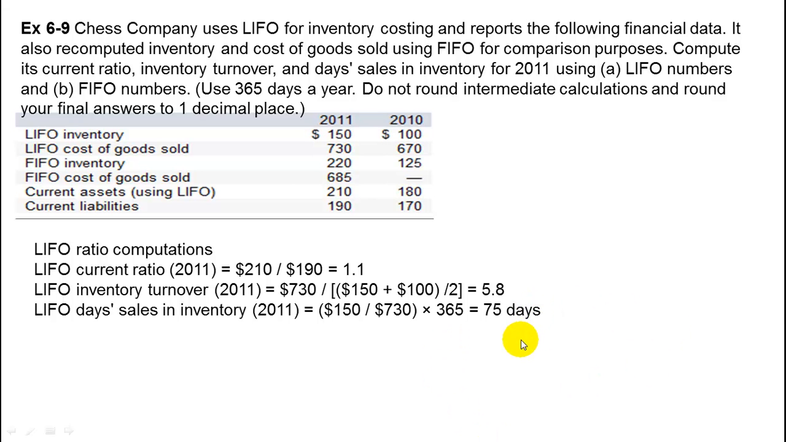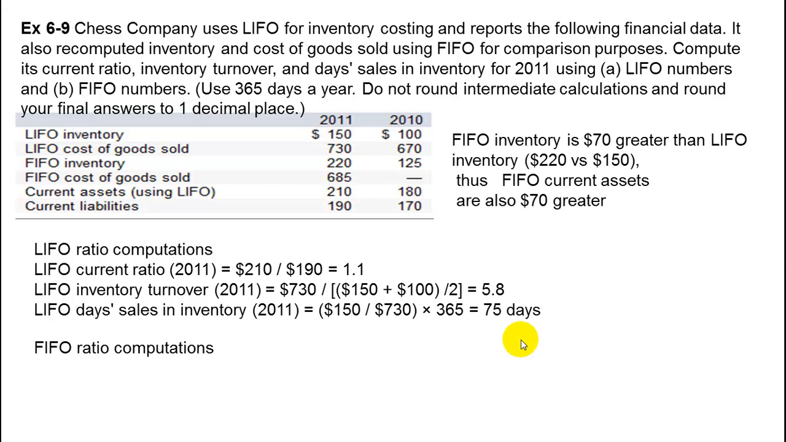Now we're ready to go to FIFO, and this is where some people fall off the wagon. Under FIFO calculations, here's what you need to understand first before we do these. The FIFO inventory is $70 greater than the LIFO inventory. So here's the FIFO inventory of 220, and the LIFO inventory is 150, and therefore there's a $70 difference.